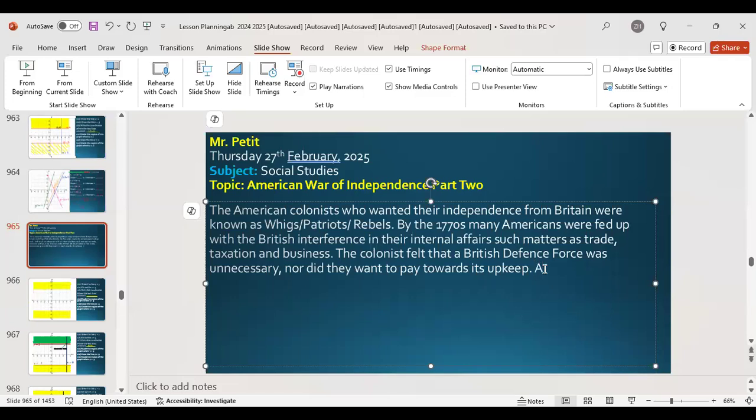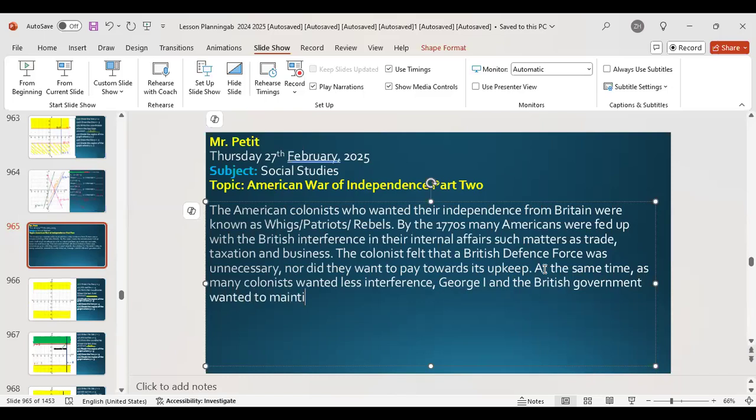But at the same time, as many colonists wanted less interference, right? George the First and the British government, they wanted to what? Wanted to maintain its control over the colony.